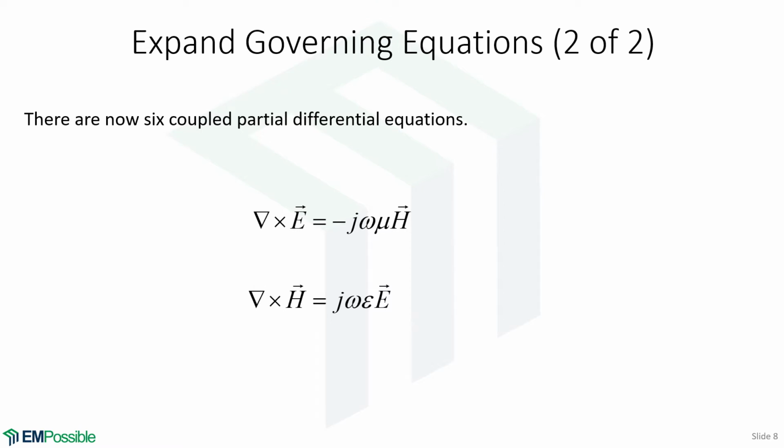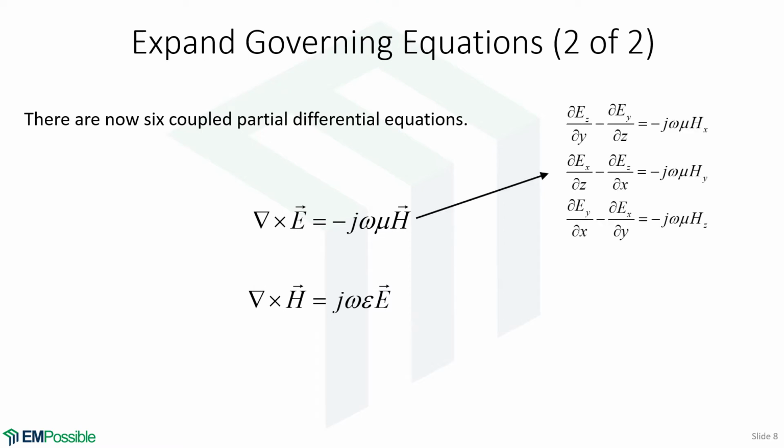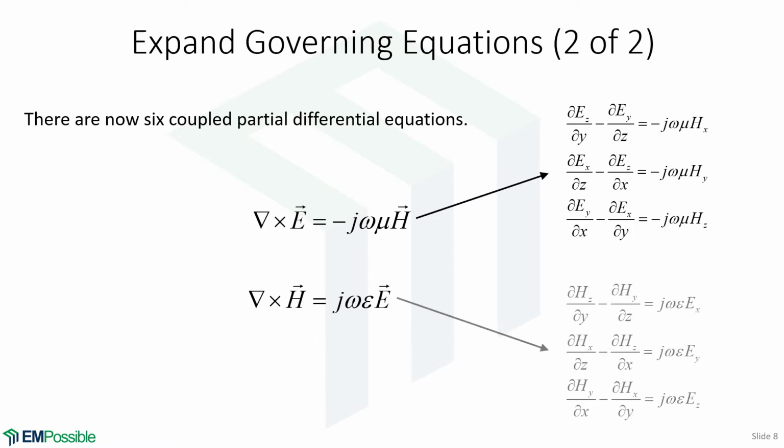but the final answer is that we now have 6 coupled partial differential equations. We just derived that first step, but if we did the exact same thing to our second curl equation, we'd end up with an additional 3 equations. And so we have a set of 6 coupled partial differential equations that we need to work with. Now this is looking complicated, but I promise you at the end we have a very simple solution.